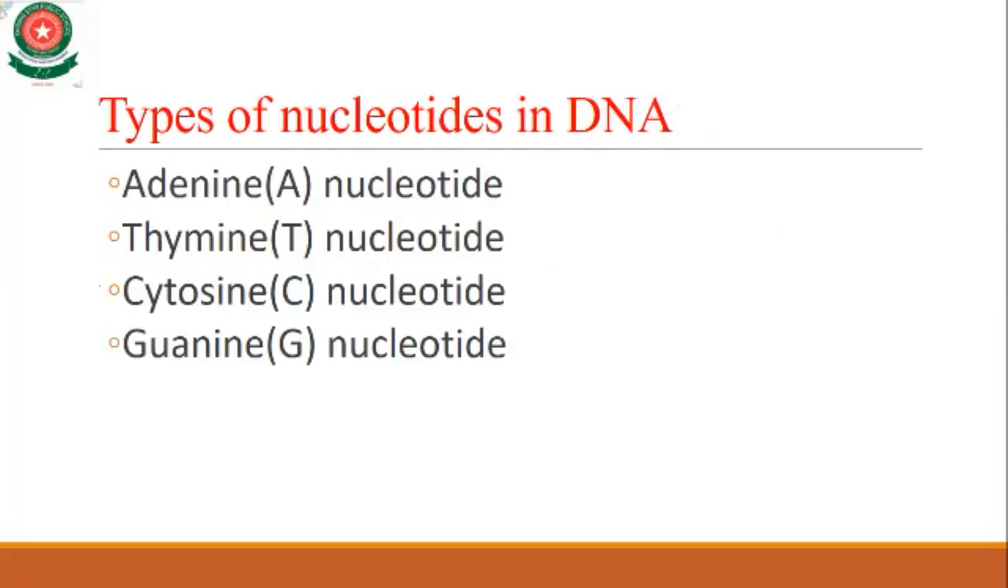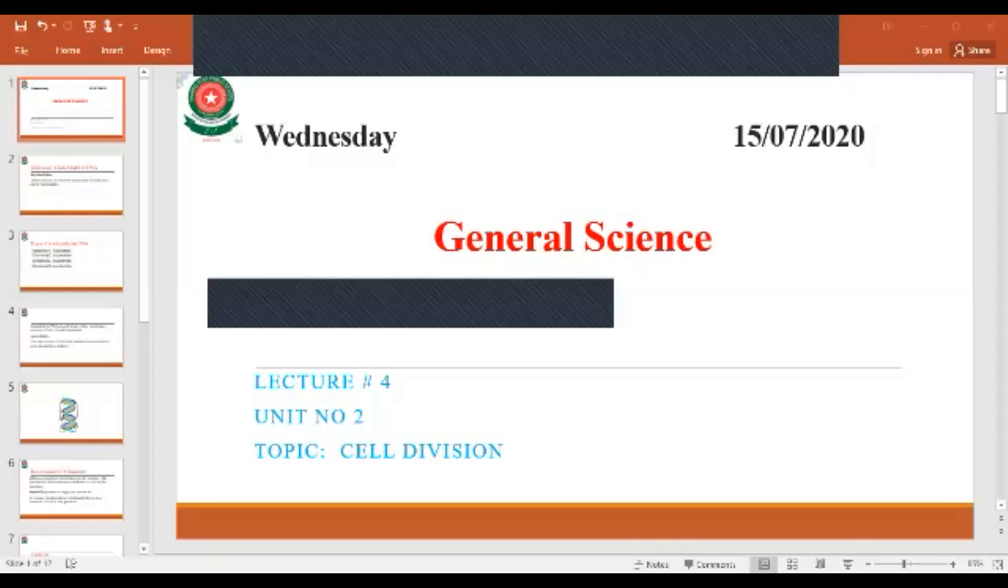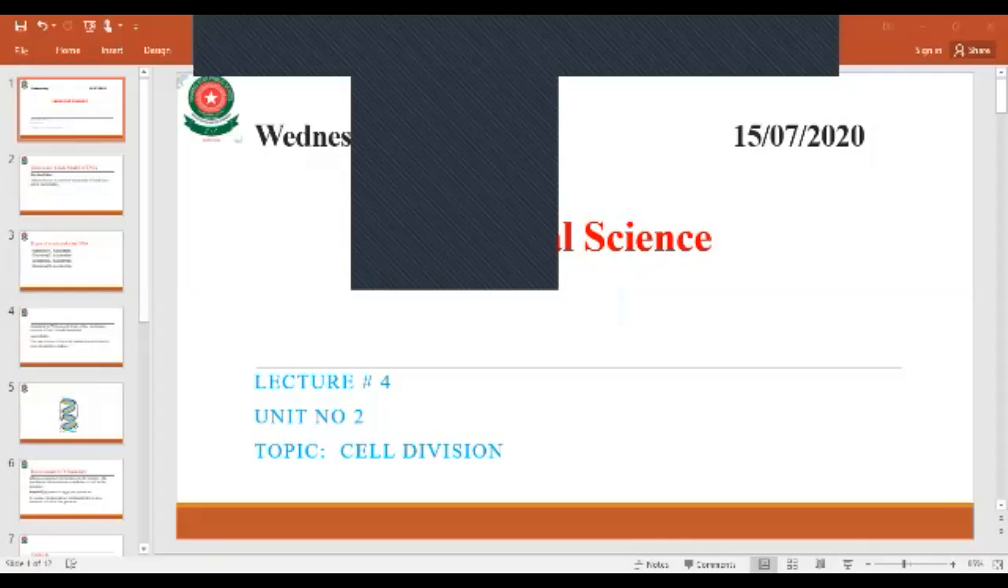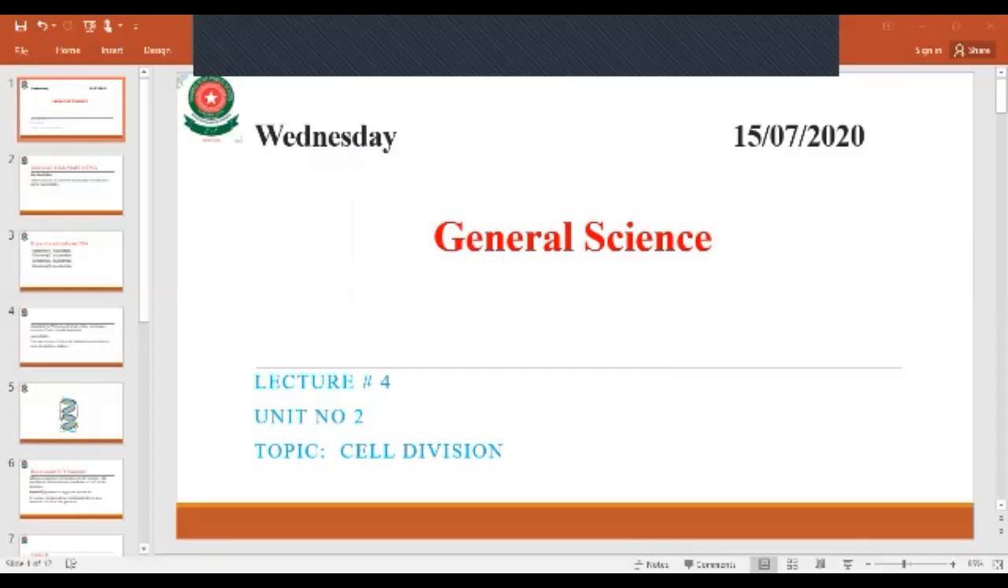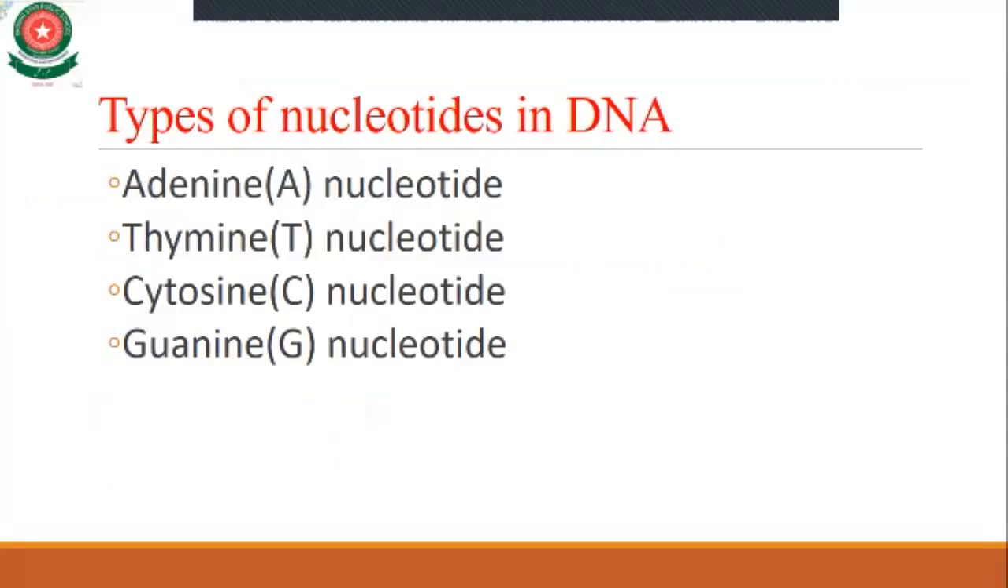A DNA molecule is made up of thousands of small units called nucleotides. Adenine is denoted by capital A. Thymine is denoted by capital T. Similarly, cytosine is denoted by capital C. Guanine is denoted by G. There are basically 4 types of nucleotide in DNA.